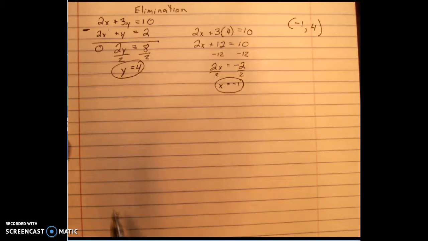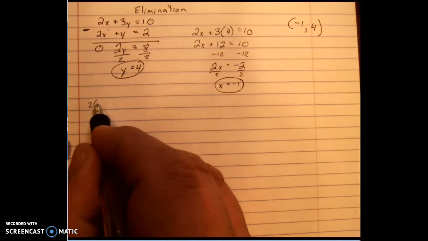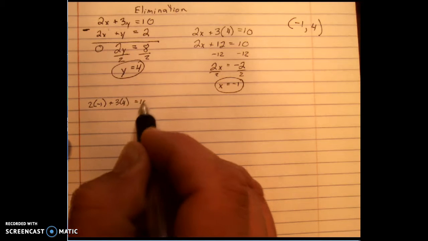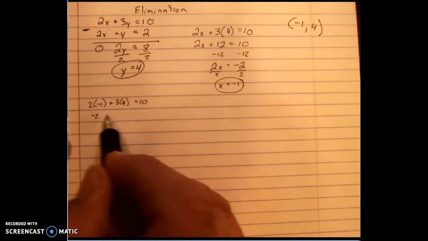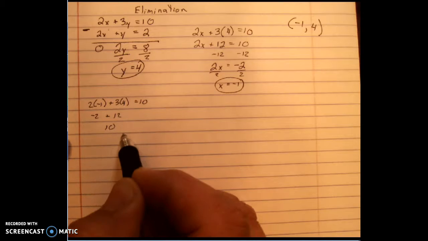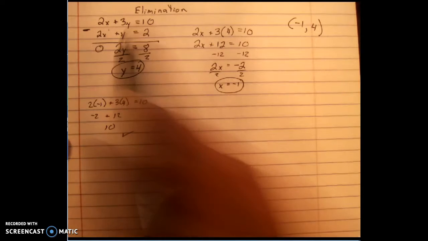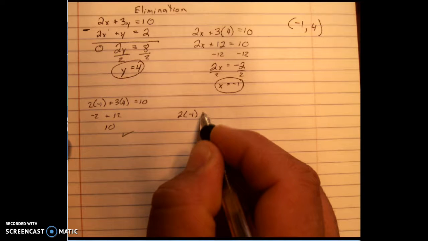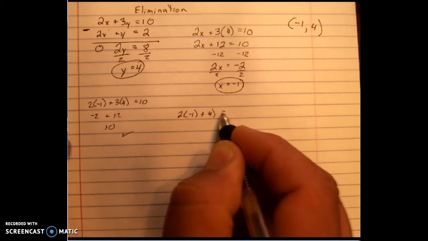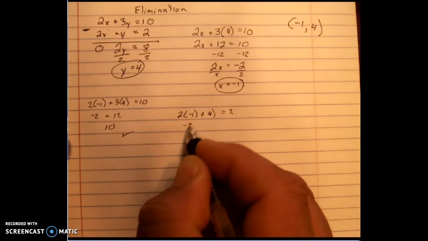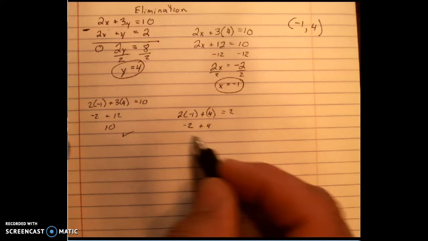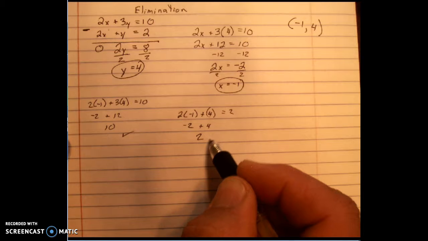Now we check. 2 times the negative 1 plus 3 times the 4. Do I get 10? Negative 2 plus 12 is 10. Check. And plugging it into the second equation, 2 times negative 1 plus 4. Does that equal 2? Negative 2 plus 4 is 2. That one checks.